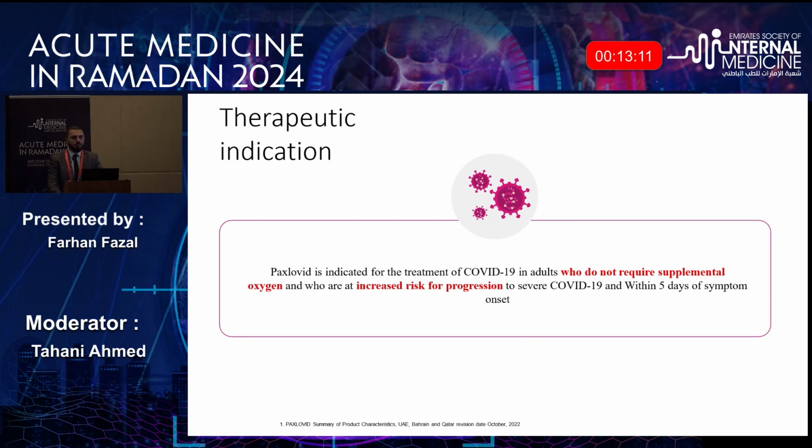Paxlovid is to be used for only those who do not require supplemental oxygen and who are at increased risk for progression to severe disease and within 5 days. So a person like me who is 36 years old, who is not having any comorbidities, who doesn't have any risk for progression, should I be taking this medicine? Most probably not, because I am at very low risk of getting hospitalized anyways. So giving this medication might not really be beneficial in the long run as well.